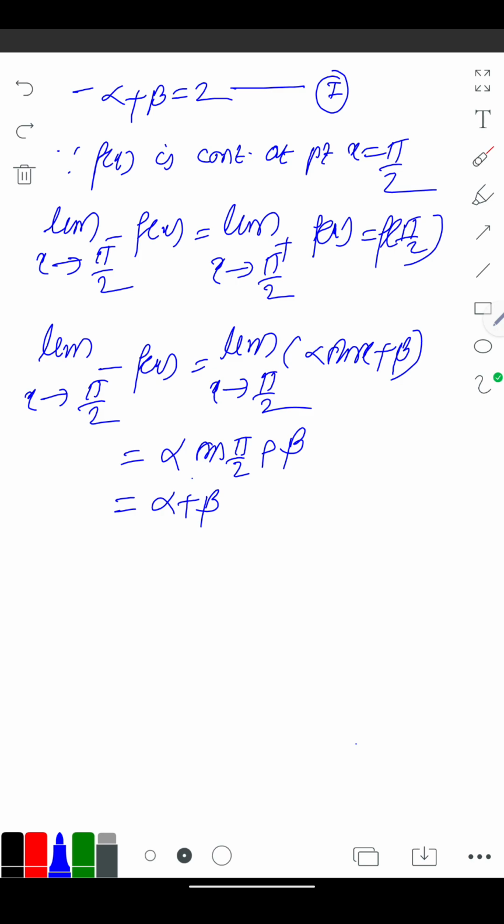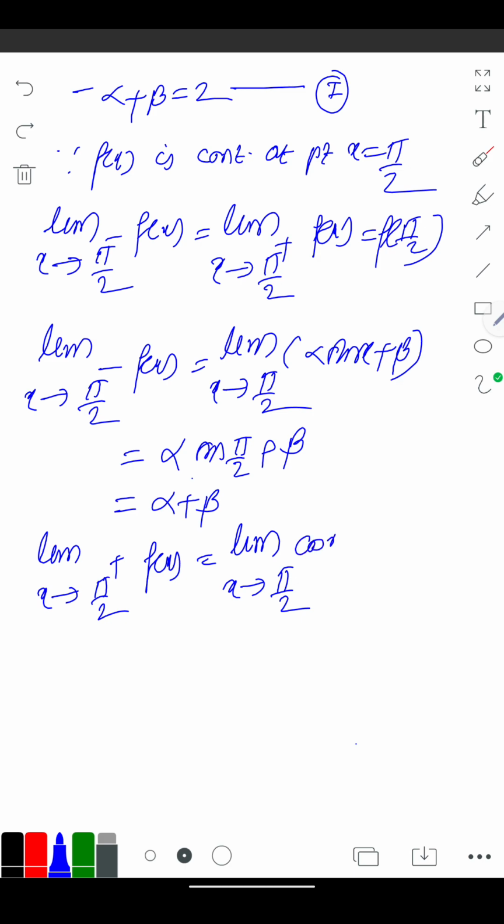Then we evaluate the right hand limit. The limit as x tends to pi by 2 from the right of f of x is equal to limit x tends to pi by 2. For the right hand limit, the function on the domain pi by 2 to pi is cos x. So we write cos x, which is equal to cos pi by 2, and cos pi by 2 is 0. So this is the right hand limit.